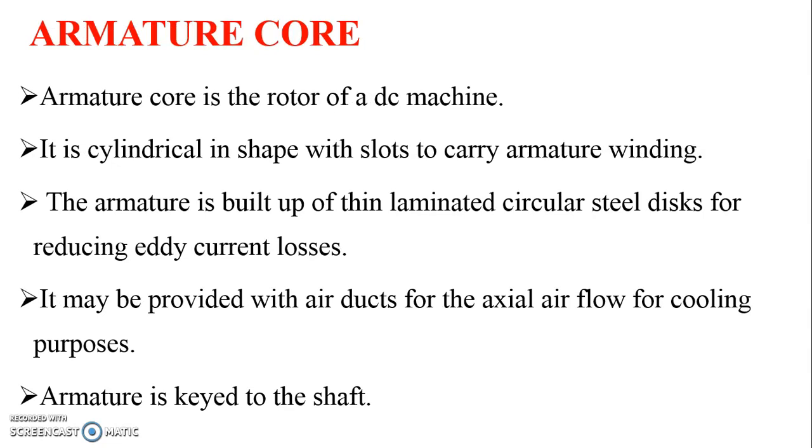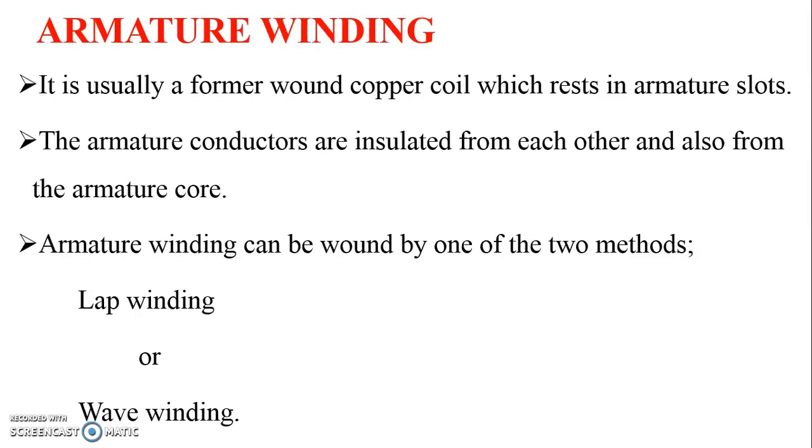So next is the armature core. Armature is the rotating part of the DC machine. It is mainly cylindrical in shape with slots to carry the armature winding. The armature is built up of thin laminated circular steel discs for reducing the eddy current losses. It may be provided with air ducts for axial airflow for cooling purposes. Armature is keyed to the shaft in order to get the output.